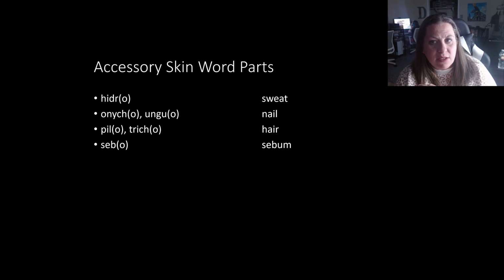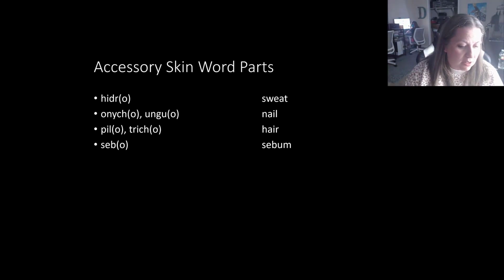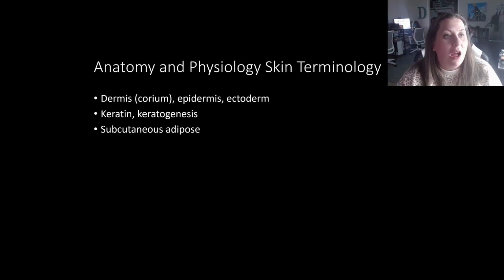And so we've got lots of different things here based on these accessory glands, whether it's sweat glands, whether it's your nail, your hair, or even oil that we see present. So these are going to be for those accessory skin type words that we see throughout this chapter. All right, so again, some other terminology we see here is the dermis or corneum, epidermis, and ectoderm.